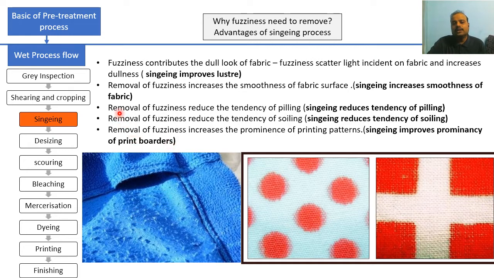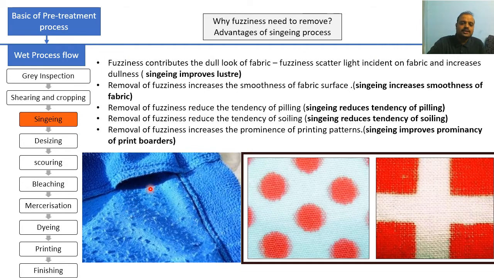The third important reason why fuzziness needs to be removed: removal of fuzziness reduces the tendency of pilling, right? Pilling is nothing but a ball of fibers which appears on the surface of a fabric, and it will not look good if these pills happen. So fuzziness needs to be removed to reduce the pilling tendency. Removal of fuzziness reduces the tendency of soiling also. So that's why fuzziness needs to be removed.